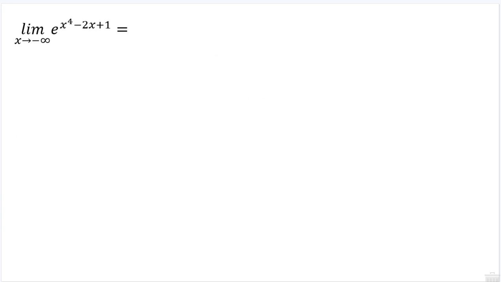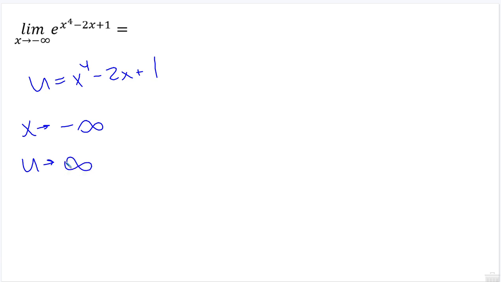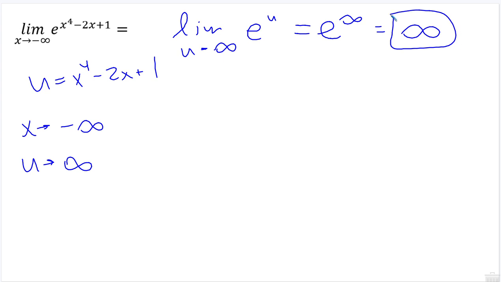Then we'll take a look at another one similar to that. We'll do the same process here. We'll just let u equal x to the 4th minus 2x plus 1. And as x goes to negative infinity, the part that dominates is the x to the 4th, and the minus 2x and the plus 1 are insignificant by comparison. And so negative infinity to the 4th is just positive infinity. So this limit becomes a limit as u approaches infinity of e to the u. Well, that's just e to the infinity, which is just infinity.